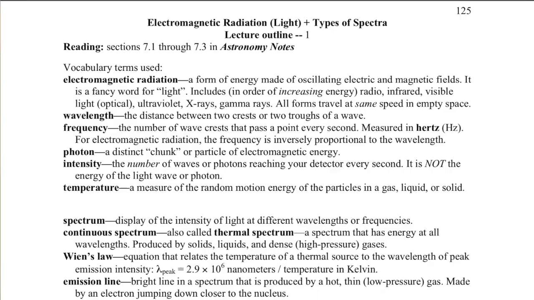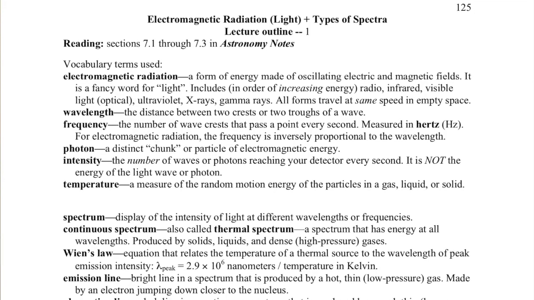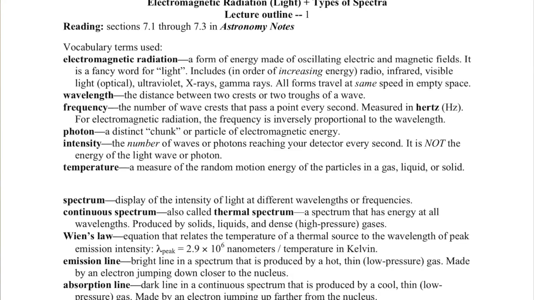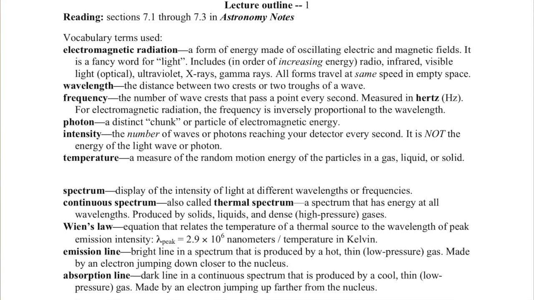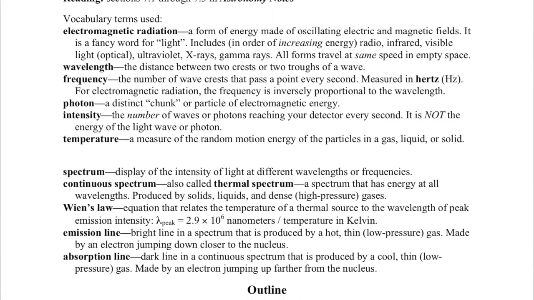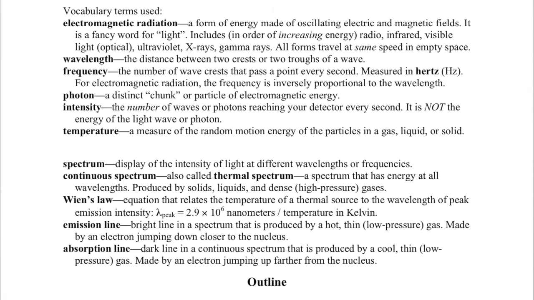This video is about light, also known as electromagnetic radiation, and how we find out the nature and conditions of various objects by taking the light and passing it through a spectrometer to make a spectrum. In the lecture outline, the first set of vocabulary terms is about the general properties of light, and the second set of terms is about the three types of spectra: the continuous spectrum, the emission line spectrum, and the absorption line spectrum.